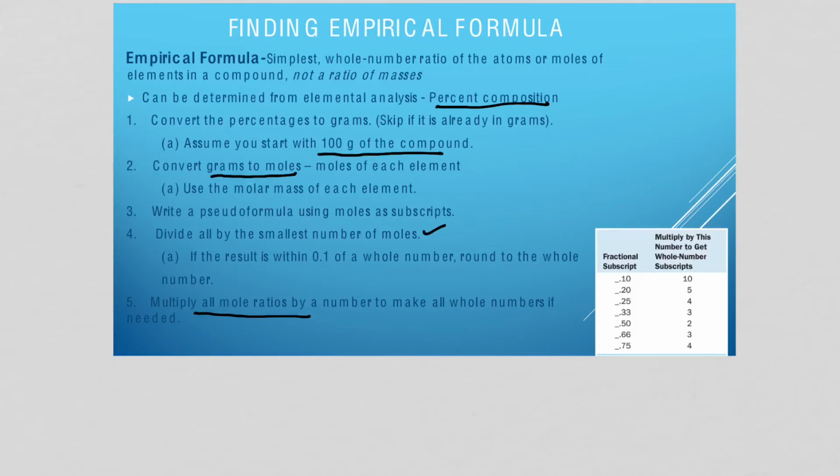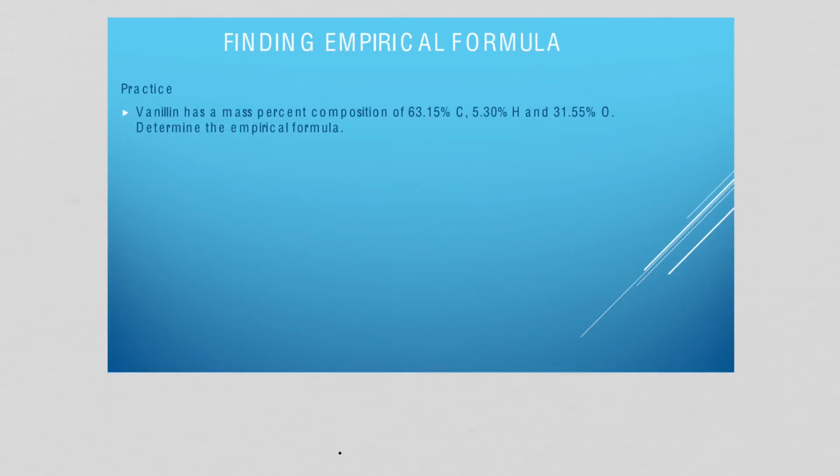Some of the common ones: if your number of moles ends in a 0.25 or a 0.75, we're going to multiply it by 4. If it ends in 0.5, we can multiply by 2. If it ends in like 0.33 or 0.66, somewhere near there, we can multiply by 3 to turn those numbers into whole numbers. So we can use that, if necessary, as part of our process. Okay, so now we have a procedure that we can go from percent composition to empirical formula. Now let's work through an example.